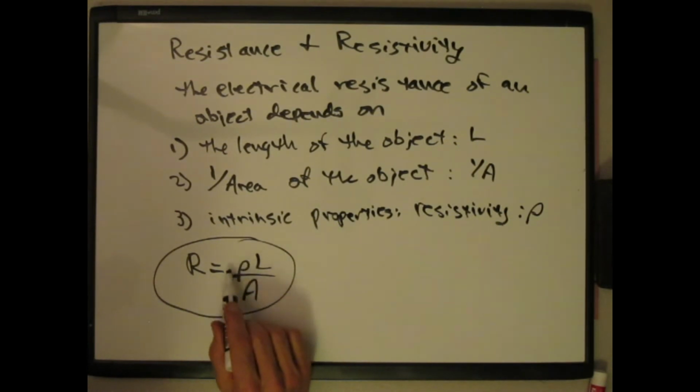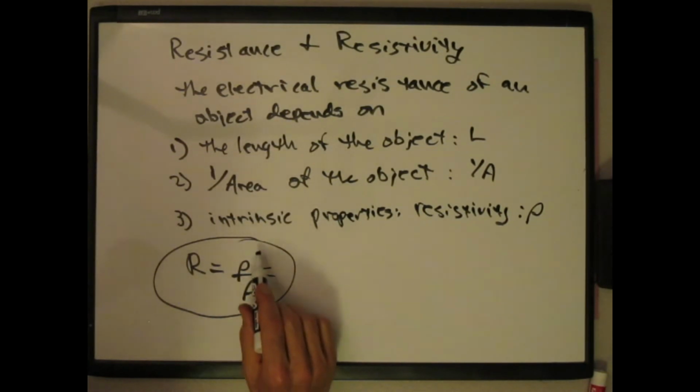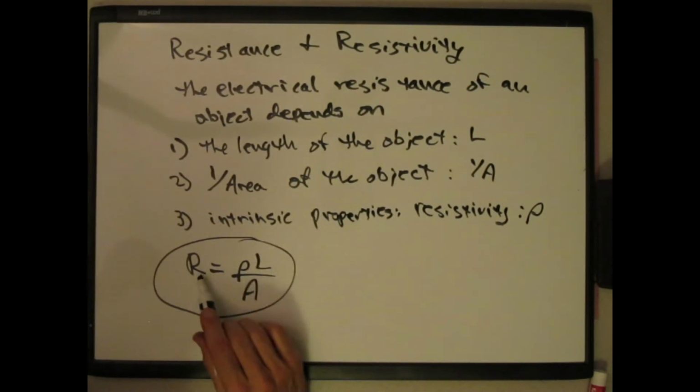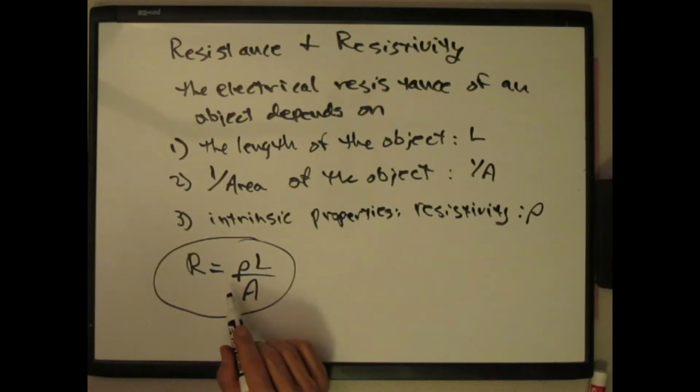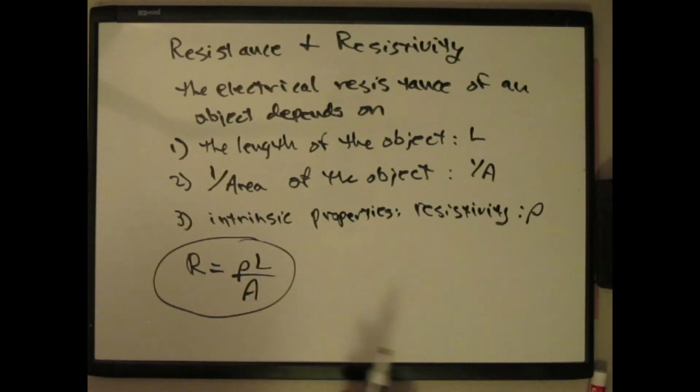The resistivity is just a property, and actually resistivity depends on temperature, and we'll talk about that a little bit. The hotter something is, the higher its resistivity. But anyway, the longer it is, the greater its resistance, and the smaller the area, the greater the resistance; larger area, smaller resistance. So that's how the resistance of an object is calculated.